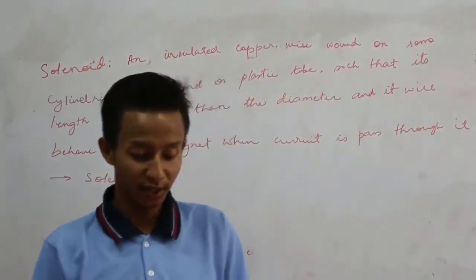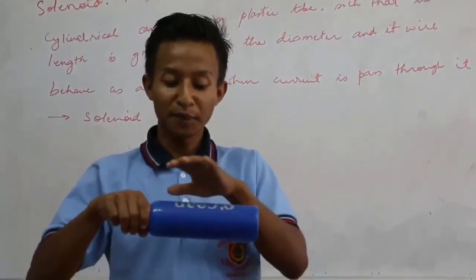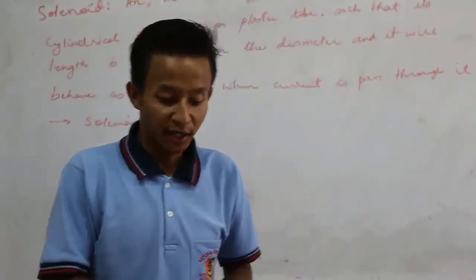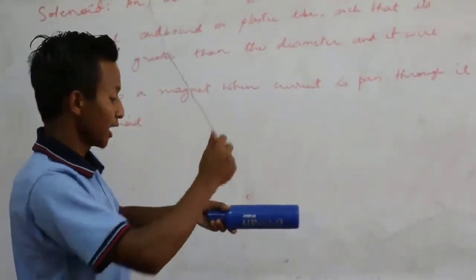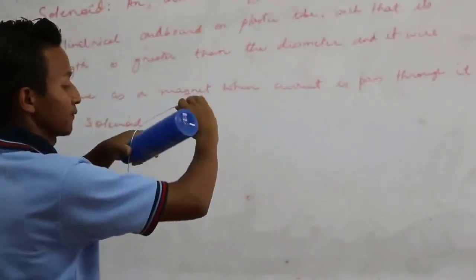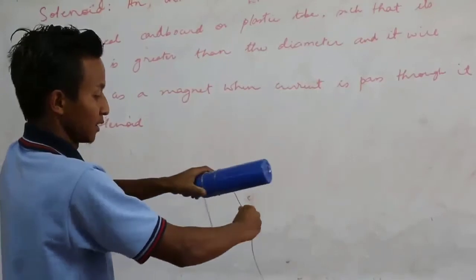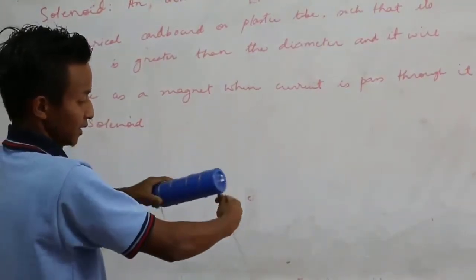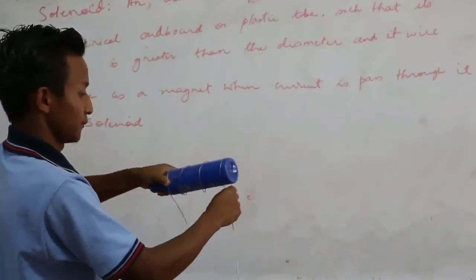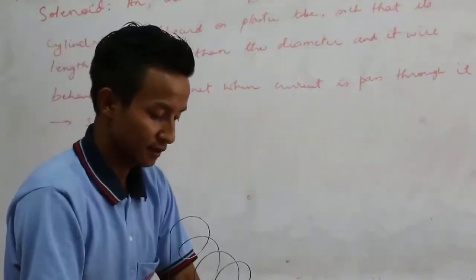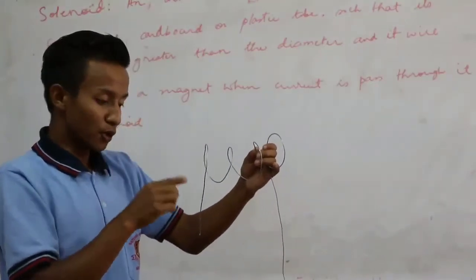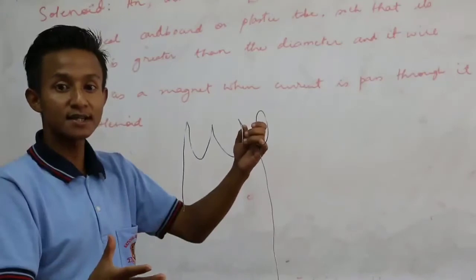So I have with me here a cylindrical tube, and make sure that the length of this tube is greater than the diameter of this tube, and I have with me a copper wire. I will wind this wire around this tube like this. Keep on winding, and I got something like this. This is not a complete definition of a solenoid. To make it complete, you connect these two ends of the wire to a battery.